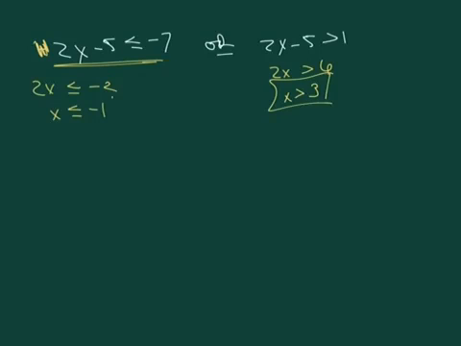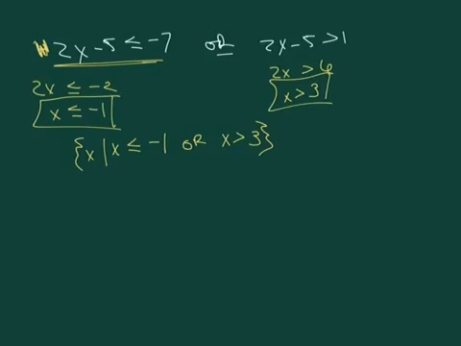Okay, so we have that answer and that answer. If you're going to write it in set builder notation, you're going to have x such that x is less than or equal to -1, or x is greater than 3. If we want to use interval notation, because of the or, we have to use a union symbol. And that means it's a symbol of inclusion, which means we have the first one.